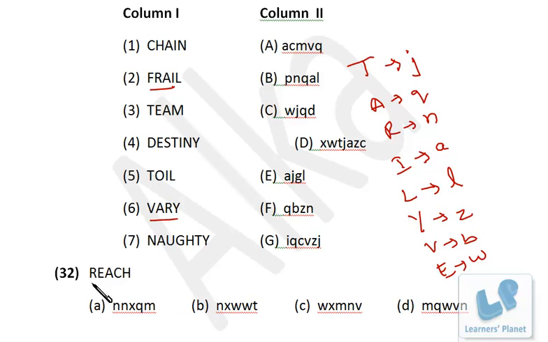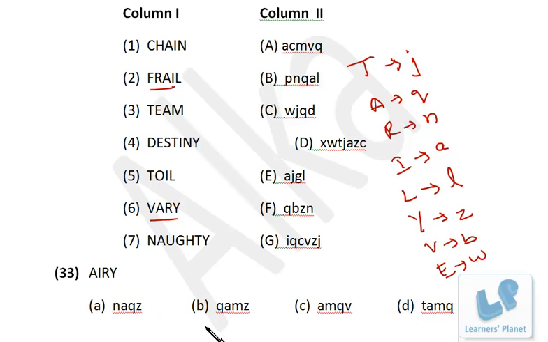Now for REACH, R is N, A is Q, and E is W. So we must be having Q, N and W among the options. So we don't have W over here, we don't have Q over here. So this must be the correct choice. Okay.